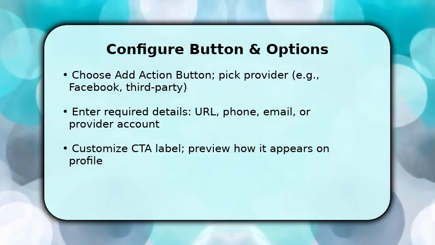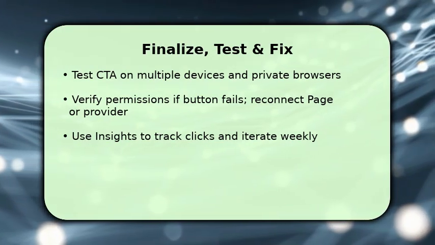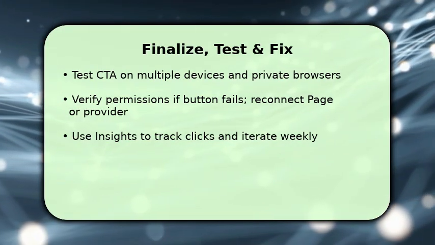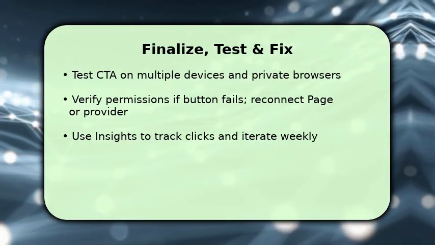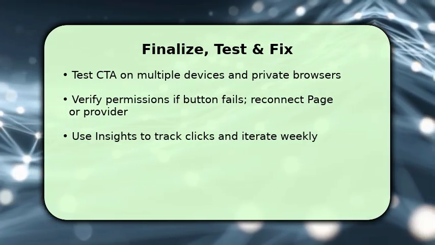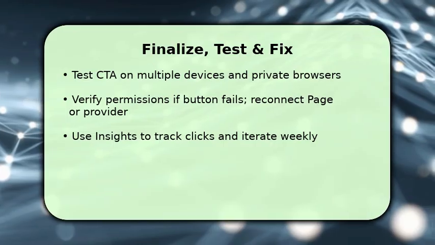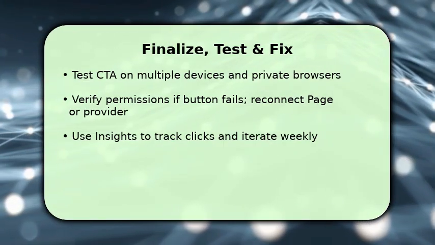opens the intended destination. Finish by testing the CTA thoroughly. Tap it from your profile on iOS and Android, try a private browser, and confirm the flow completes: booking, call, or form submission. If the button fails, make sure page permissions are intact and reconnect the provider in settings. Often a permission refresh fixes broken integrations.